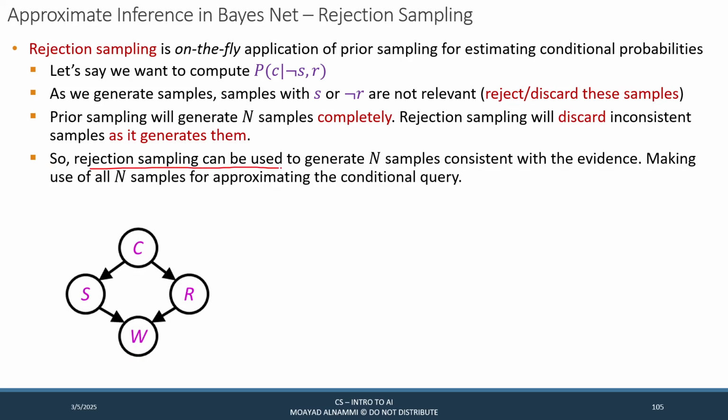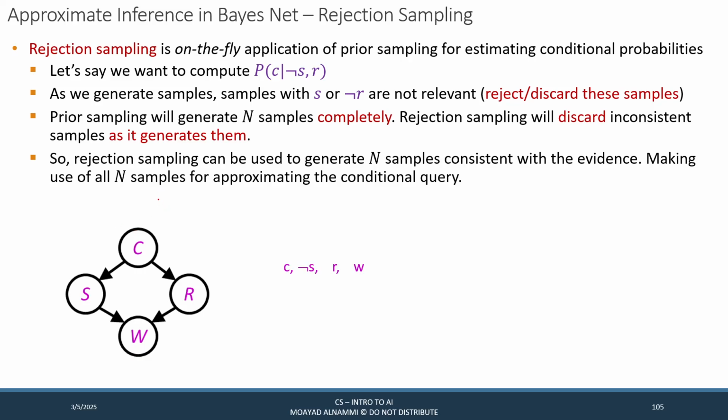So rejection sampling can be used to generate N samples consistent with the evidence, making use of all N samples for approximating the conditional query. Prior sampling generates N samples, but many of them may not be consistent with the evidence. Whereas rejection sampling is going to generate N samples that are exactly consistent with the evidence.